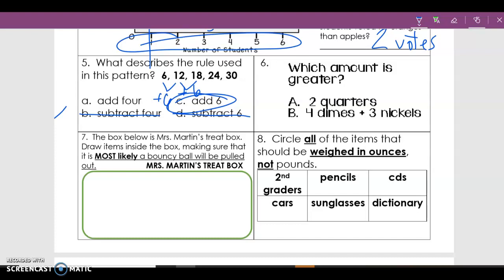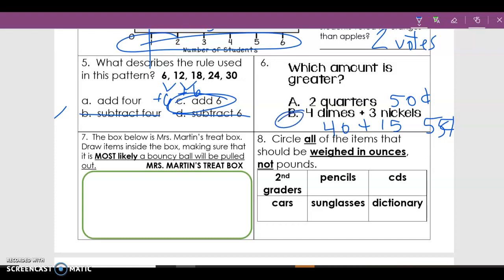They should figure out that 2 quarters is worth 50 cents. They should also figure out that 4 dimes is 40 plus 3 nickels. 3 nickels would make 15. So when you have 40 and you add 15 cents, you get 55 cents. So the question said, which amount is greater? The answer would be B.